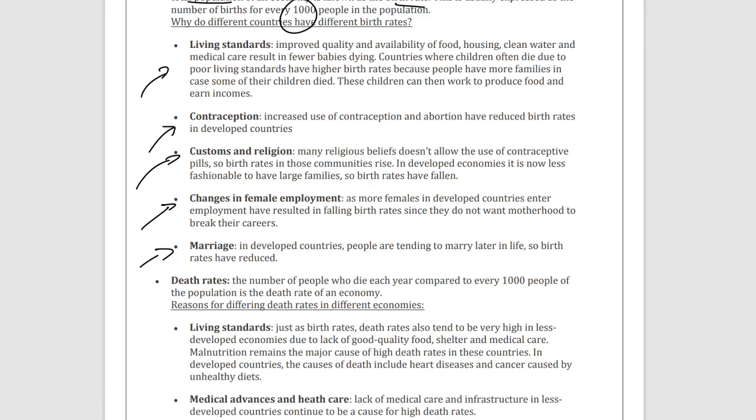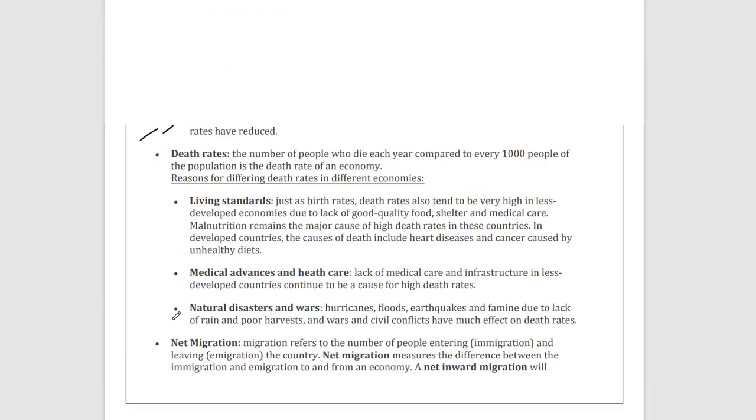The next one is marriage. Some developed countries tend to marry later, and hence their birth rates do decrease, because usually in these countries people only have babies after getting married. So hence the birth rate can reduce.